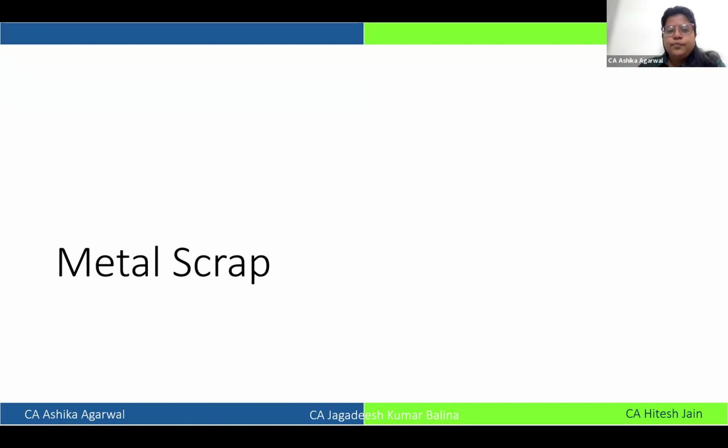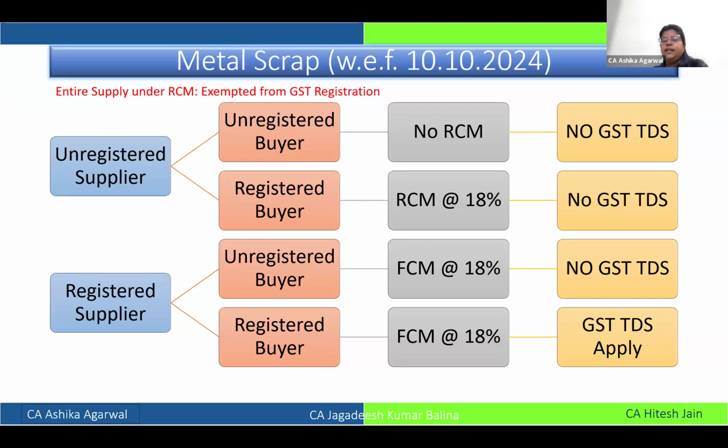So the first part is metal scrap. In metal scrap, they have said RCM is applicable, but not all purchases of metal scrap are under RCM. It is only when an unregistered supplier supplies to a registered buyer that RCM is applicable. At that time only, you have to pay under RCM. In any other case, if my registered supplier is supplying, obviously he will be charging under forward charge, so there cannot be any RCM. This is because the provision has been introduced under Section 9(4), which deals with supply from an unregistered person.